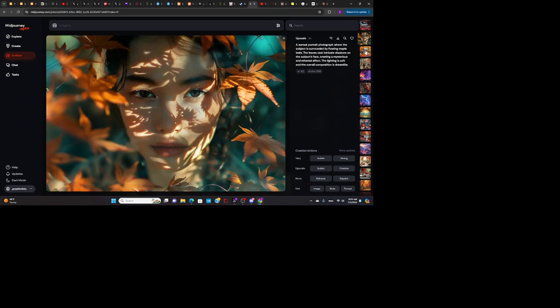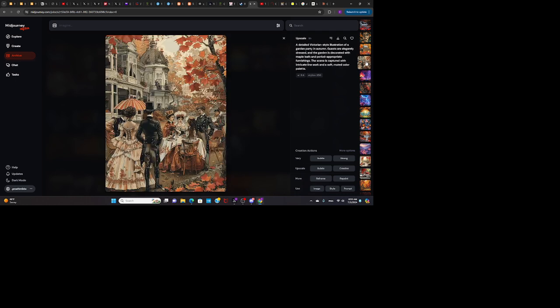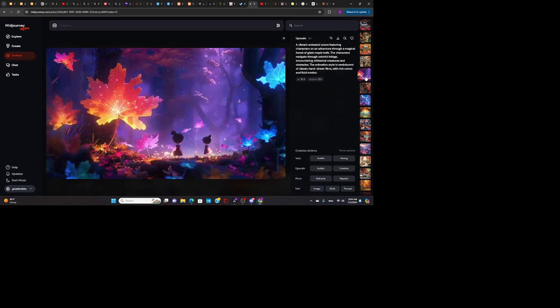This is a surreal portrait. This is a traditional folk art scene. This is a Victorian style illustration. So the thing that was different is that ChatGPT came up with all of these ideas, basically, given from input in the past. But really a cool collection, really interesting.